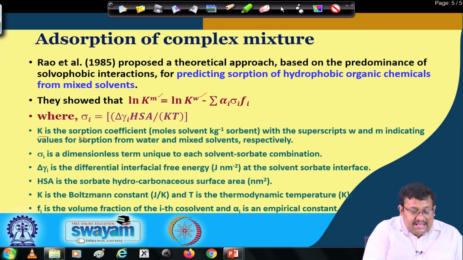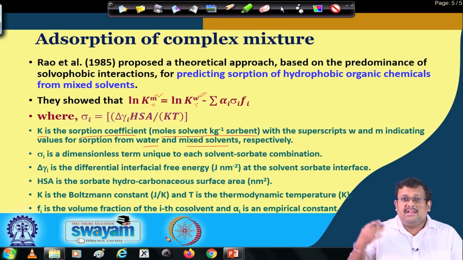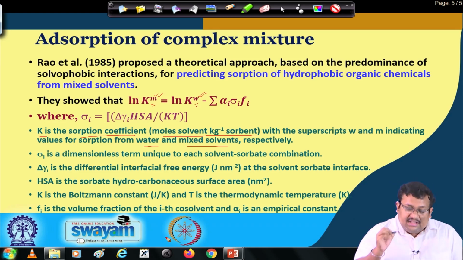Here, K is basically the sorption coefficient, and the unit of the sorption coefficient is moles of solvent per kg of sorbent. Here we have used two superscripts, M and W. M stands for the sorption from the mixed solvents, whereas W stands for the sorption from water. As we have seen previously, in the case of mixed solvents where there are many co-solvents with water, the solubility depends on the solubility in water plus or minus another term.